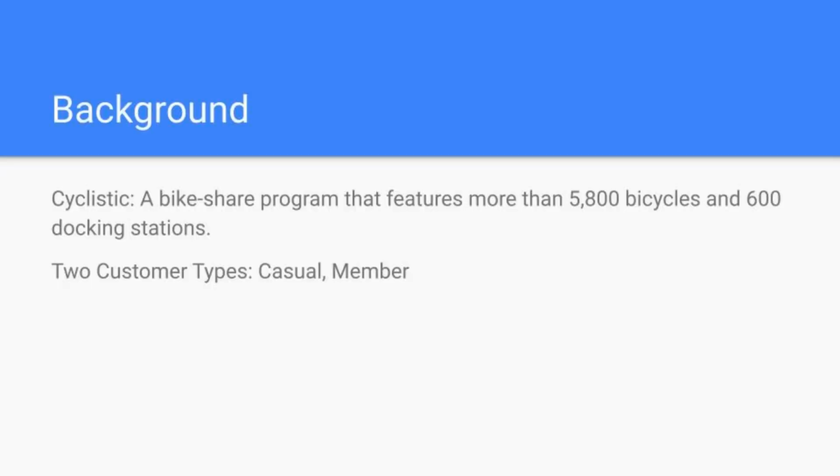So today's project pertains to a company called Cyclistic. Cyclistic is a company located in Chicago. They are a bike share program that features more than 5,800 bicycles and 600 docking stations. Cyclistic has two types of customers: casual customers and members. A casual customer is someone who purchases a single ride or a full day pass, and a member is someone who buys the membership to ride the bikes, almost like a subscription service.